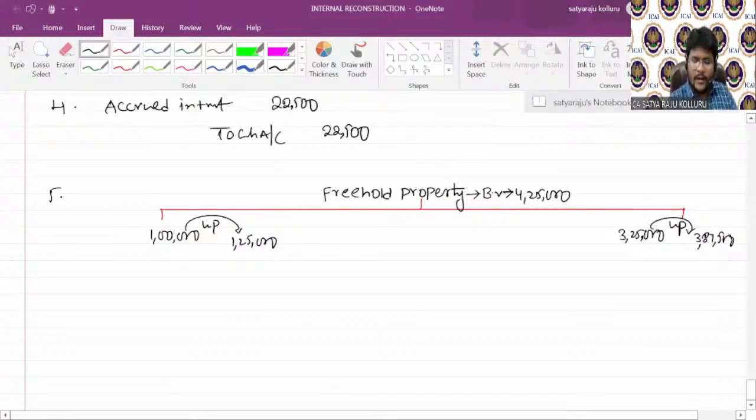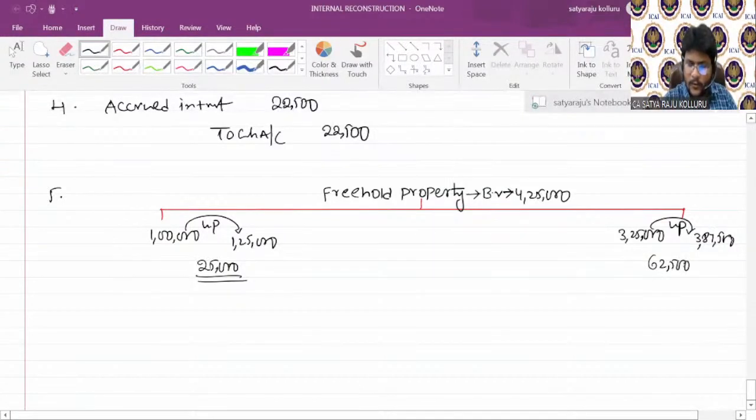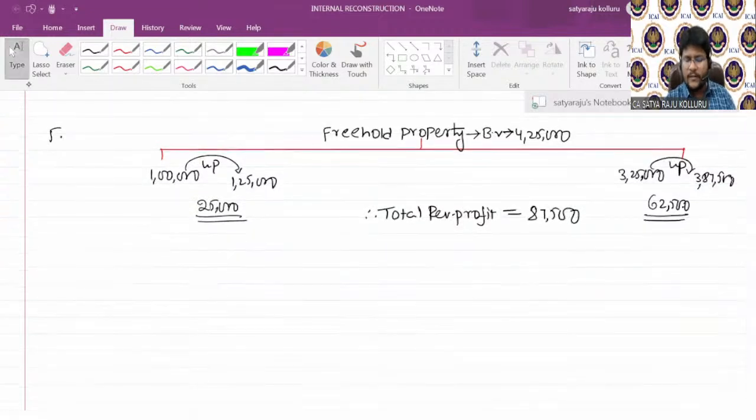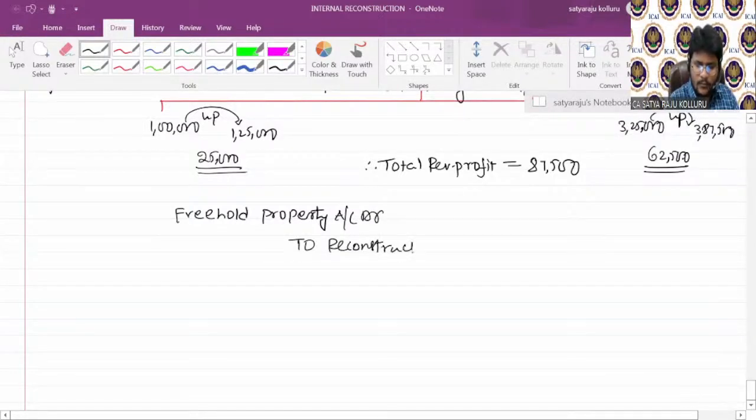So what is the total revaluation profit here, which is 25,000? Here, which is how much? Here 62,500. So can you please make it total? What is the total of revaluation profit? Therefore, total revaluation profit, 62,500 plus 25,000, which you get 87,500. Now, what is the journal entry, sir, for such upward revaluation of freehold property? Freehold property account debtor to reconstruction account. How much amount? 87,500.